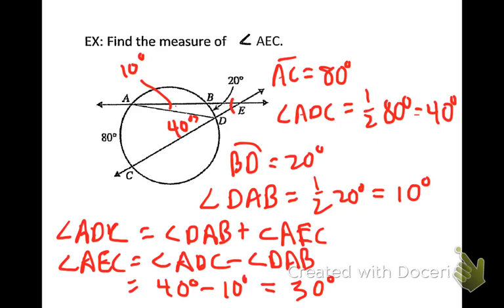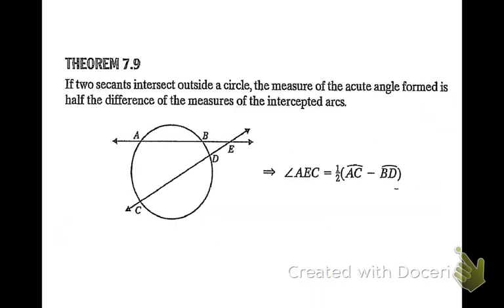All right, any questions? Okay, so we have just done a numeric proof. Make sure everybody gets this written down. Everybody have this? You might need more time. We have just done a numeric proof of this theorem. If two secants intersect outside a circle, the measure of the acute angle formed is equal to half the difference of the measures of the intercepted arcs. So it's saying that angle AEC is equal to half of AC minus BD, right?